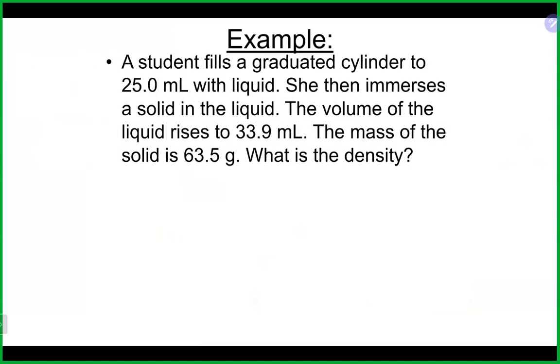All right, so why don't you give that a go? A student fills a graduated cylinder to 25 milliliters with a liquid. She drops a solid into it. The volume of the graduated cylinder goes to 33.9 milliliters, and the mass of the solid is 63.5 grams. What is the density? So take a few moments, see what you come up with.